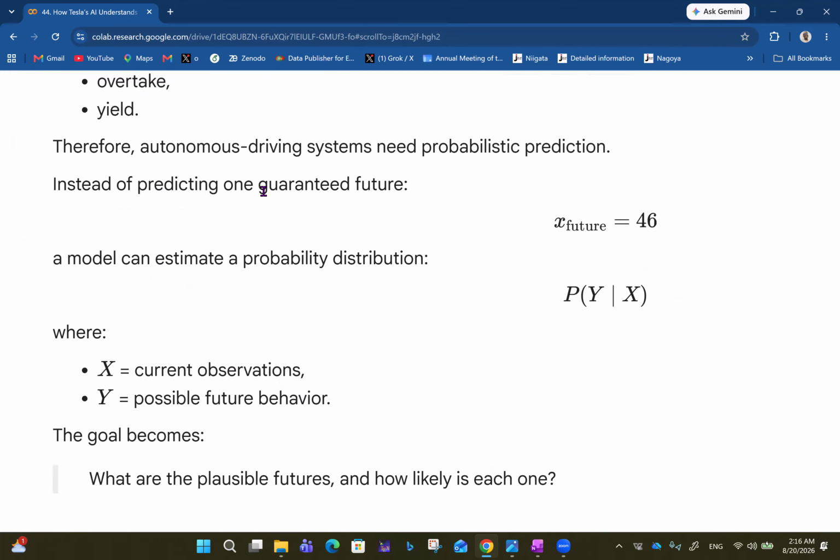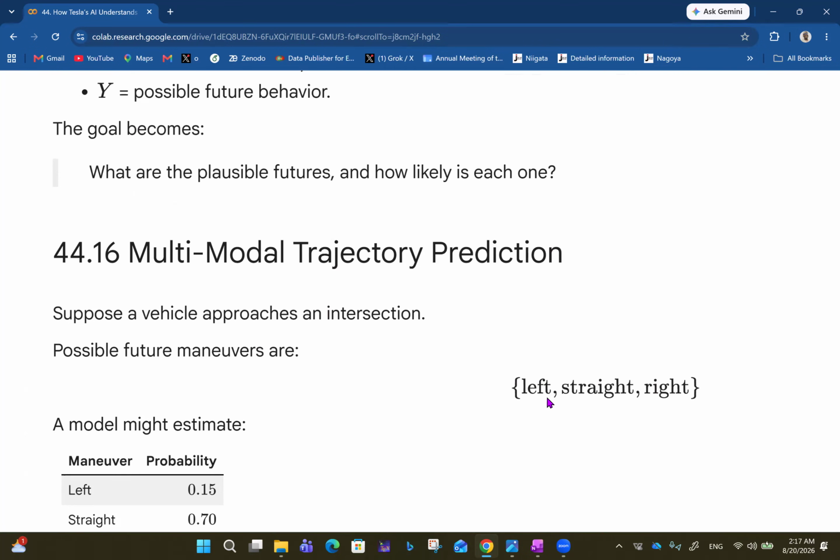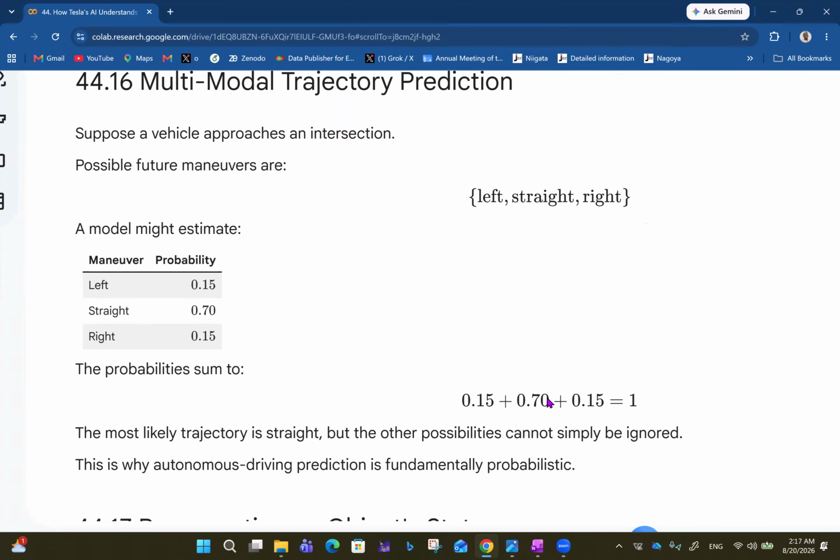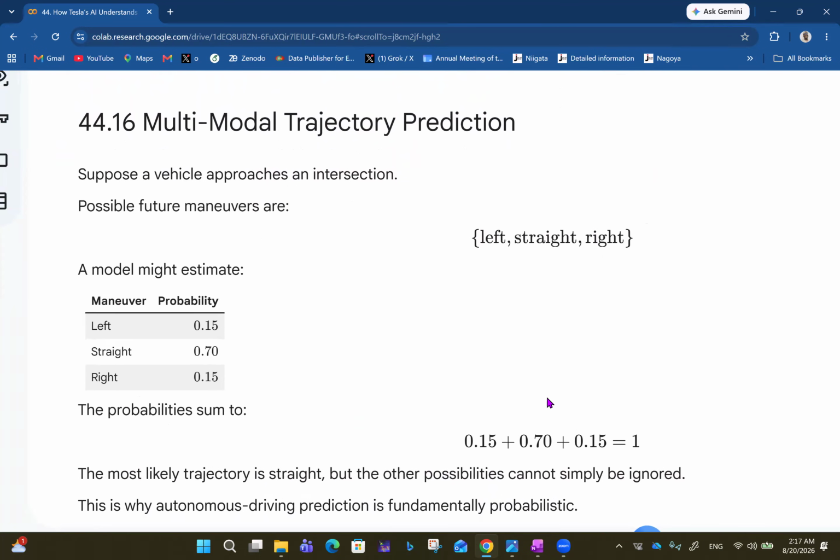So instead of predicting one guaranteed future, say the future position at 46 meters, a model can estimate a probability distribution. What's the probability that the future behavior will be a particular thing, given the current observations? So the goal becomes: what are the plausible futures and how likely is each one? That way you can predict what other people or things around are going to do, so that you can fit into the scenario without causing chaos.